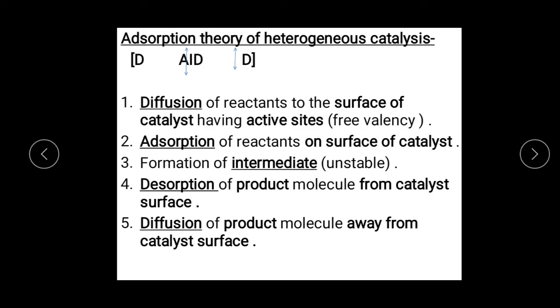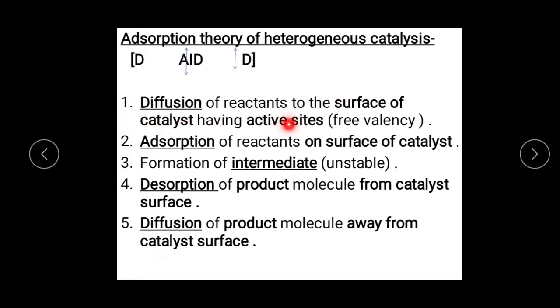Now we move on to adsorption theory of heterogeneous catalysis. There is a trick to remember this theory. You remember D, then the word aid, and then again a D. The first D stands for diffusion, the last D stands for diffusion, and the middle three letters stand for adsorption, intermediate, and desorption.